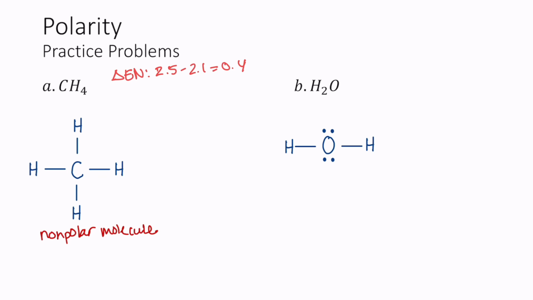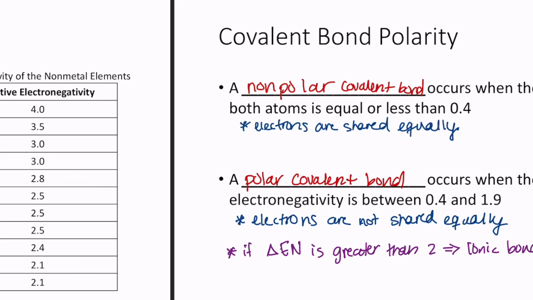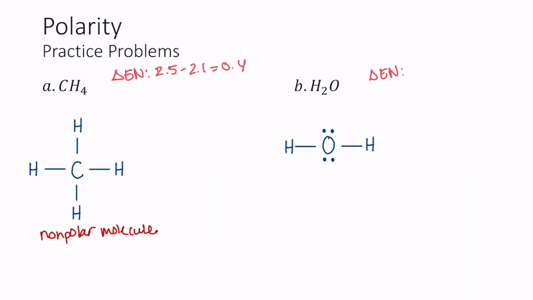With water, the electronegativity of oxygen is 3.5, and then hydrogen is still 2.1. So my delta EN is going to be quite high. So I will get a delta EN of 1.4. So this is definitely a polar bond. So I can show that by saying that the electron density is going to go from the hydrogen to the oxygen.